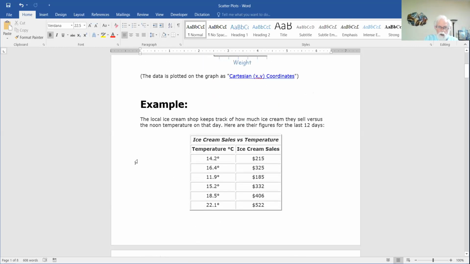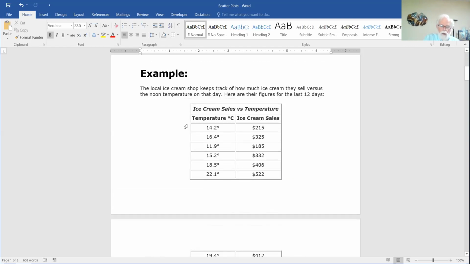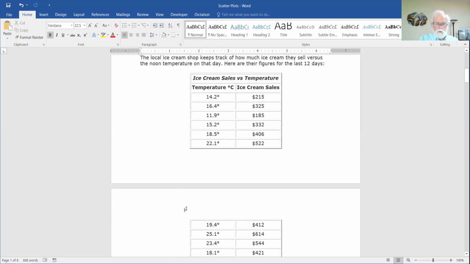So let's go back to the ice cream sales, and now let's rate ice cream sales versus temperature. We've got 12 days' worth of data here, and the temperature is in degrees centigrade. So for instance, 25 degrees centigrade is 77 degrees Fahrenheit.